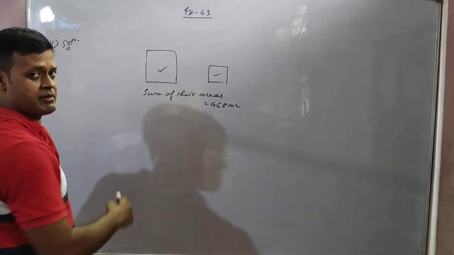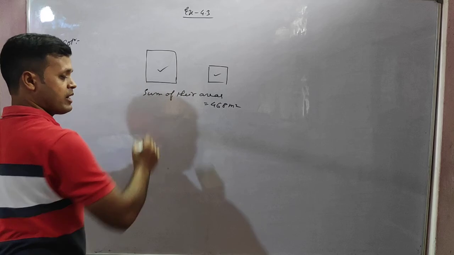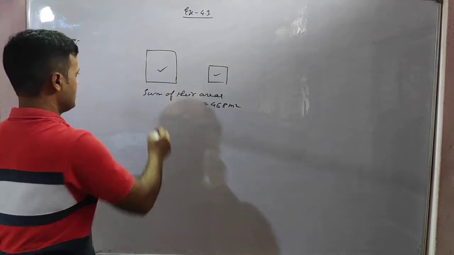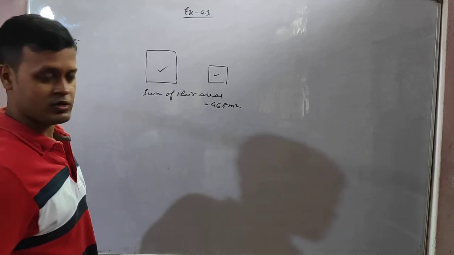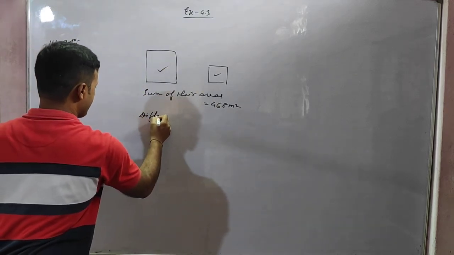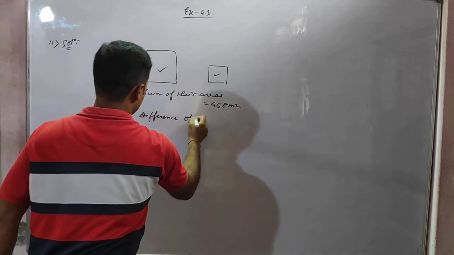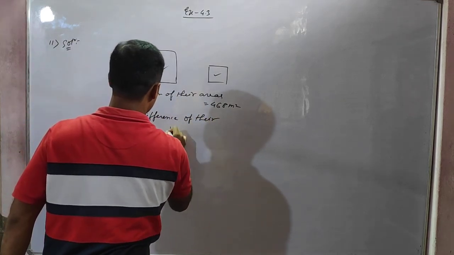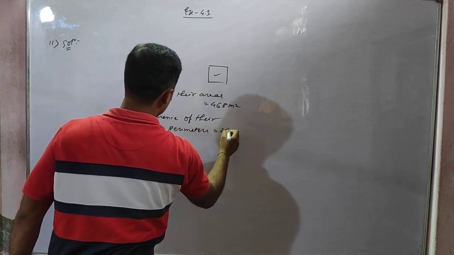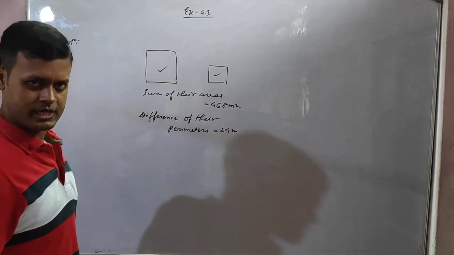And the difference of their perimeters. What is the perimeter of this square? What is the perimeter of this square? What do you mean when I say the perimeter of the square? You mean the boundary, isn't it? So the difference of their perimeters is equal to 24 meter.